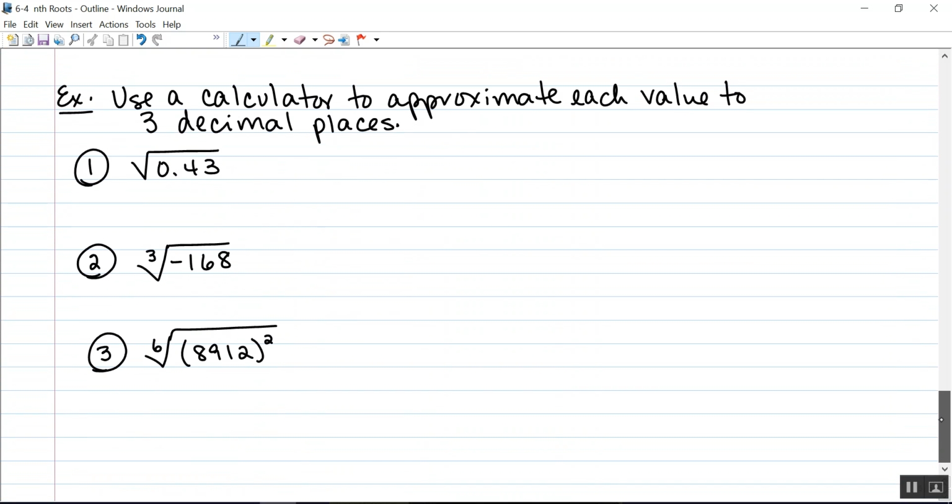Okay. And the last couple problems here are very straightforward. We're going to use a calculator to approximate each value to 3 decimal places. So you probably already know how to use the square root function in your calculator. So just punch that into your calculator, and that's going to give us approximately 0.656. But let me take a minute and show you how to use the cube root function.